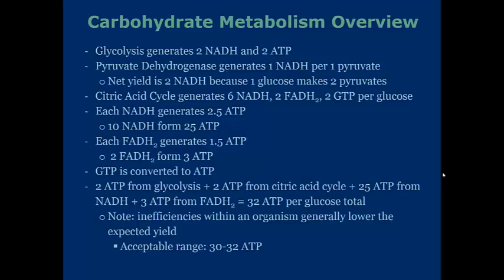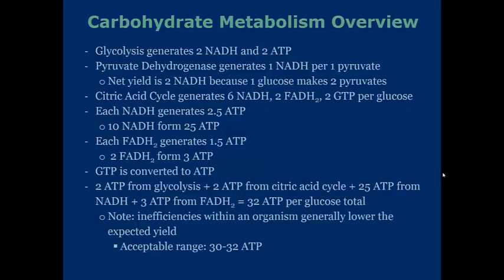Glycolysis, if you recall from the first lecture, generates 2 NADH and 2 ATP. Pyruvate dehydrogenase will generate 1 NADH per 1 pyruvate. The net yield of this is 2 NADH, and 1 glucose will make 2 pyruvates, so keep that in mind. You will have to do calculations involving ATP production via glucose molecules.